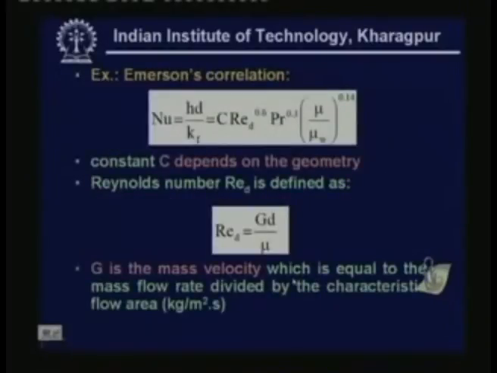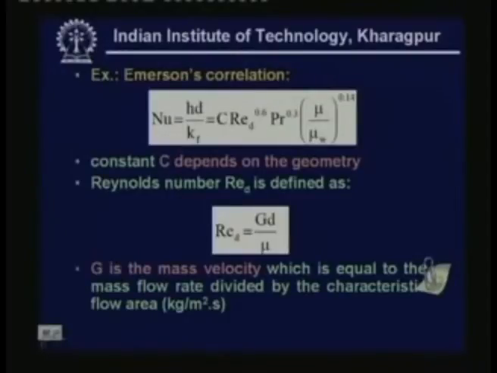For example, you have a simple correlation called Emerson's correlation, where the Nusselt number, which is hD by Kf, where Kf is the thermal conductivity of the fluid being cooled, is equal to C into Re to the power of 0.6, Prandtl number to the power of 0.3, multiplied by (mu by mu_w) to the power of 0.14. Okay, this looks almost similar to your Sieder-Tate correlation for flow through tubes, right. The viscosity effect is there, Reynolds number is there, and Prandtl number is there. Of course, the exponents are different. Here we use Reynolds number to the power of 0.6, whereas in case of flow through tubes we use Reynolds number to the power of 0.8 as long as the flow is turbulent.